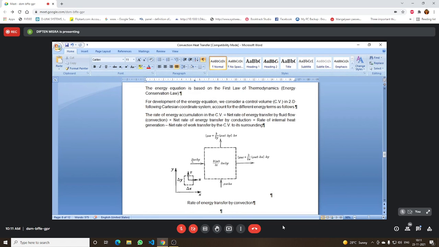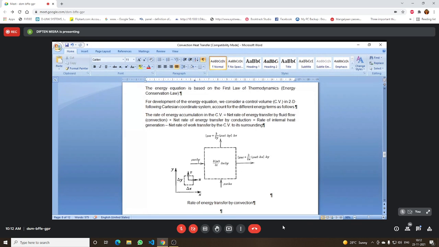And along with the mass flow rate, a specific energy e is entering. That specific energy e is the energy per unit mass of the fluid which is entering. And what is the rate of mass inflow? That is given by rho into u into delta y multiplied by 1. So that is the mass flow rate entering this control volume. And the energy entering is rho u e into delta y. And similarly, the energy which is leaving out is this term plus del del x of this term into delta x.